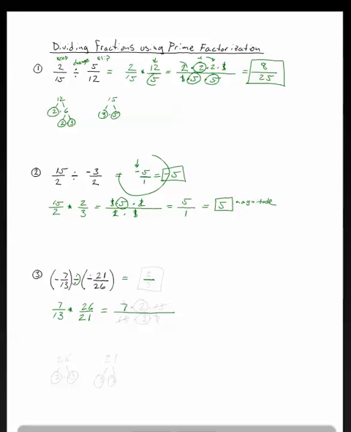7 is prime already. 26 is 2 times 13. And 2 and 13 are both prime. Now we've got our 13 for our first denominator, and then 21 is 3 times 7, and they're both prime. So our 13s cancel in the numerator and the denominator. Our 7s cancel in the numerator and the denominator. And what we're left with is 2 over 3.